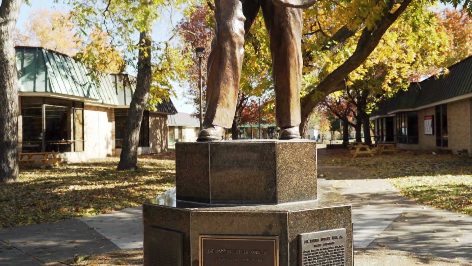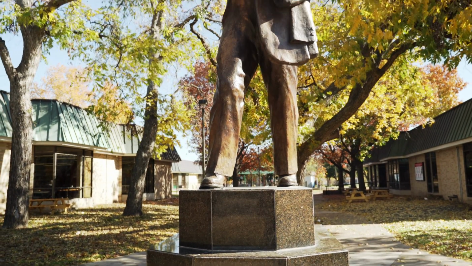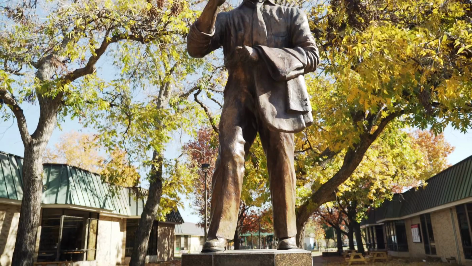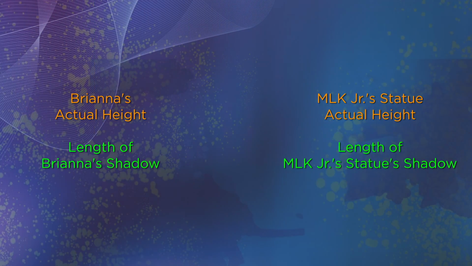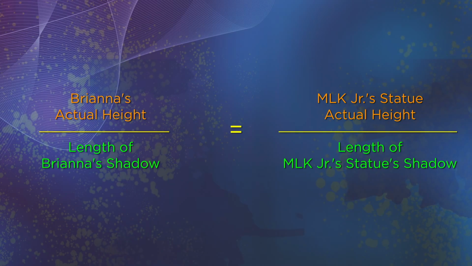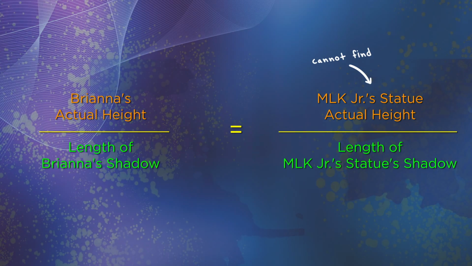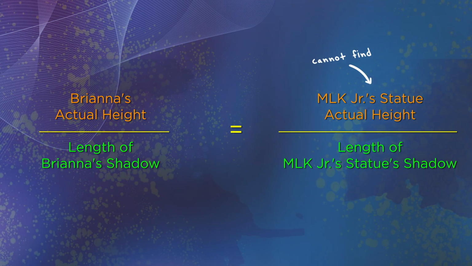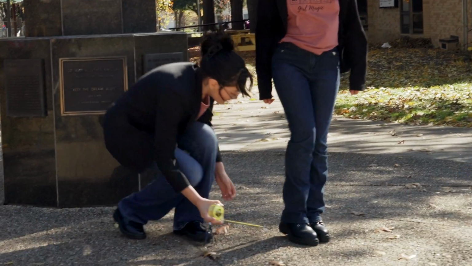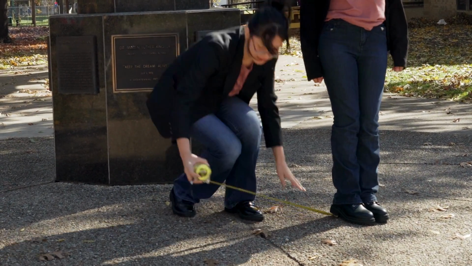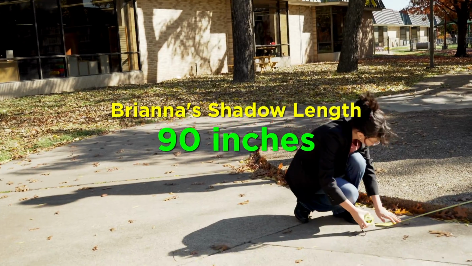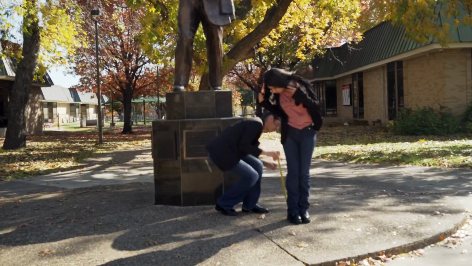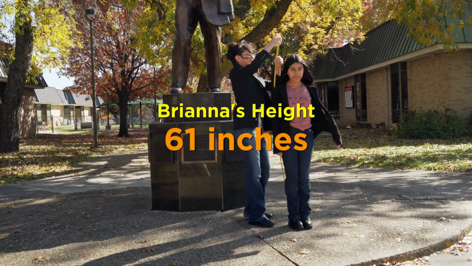To use shadows to determine the height of large objects, we're going to create a simple formula using measurements that we can find to find measurements we cannot find, like the height of the MLK Jr. statue. First, we need to find your shadow's height, Brianna. Let's find the sunniest spot where we can clearly see your shadow. We will use a tape measure to measure your shadow in inches and record it. I got 90 inches. Then, we'll measure your actual height in inches, which is 61 inches.